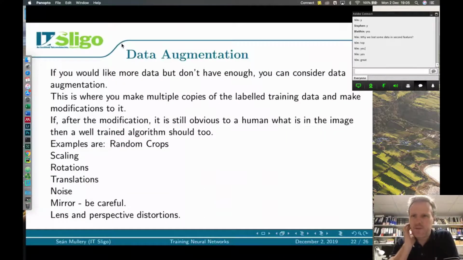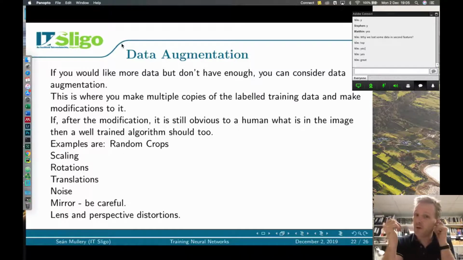One of the other things that people might do when training is that they might decide that they haven't got enough data and that they'd like to have more, but they don't have any more labeled data. So what they do is they augment the labeled data that they have. They use the same label, but they modify the data samples in some way to create extra ones. They don't just create copies of them. That wouldn't be particularly useful. So if you'd like more data but don't have enough, you can consider data augmentation.